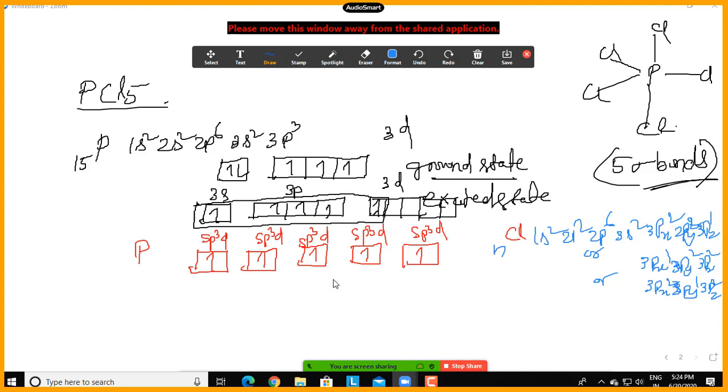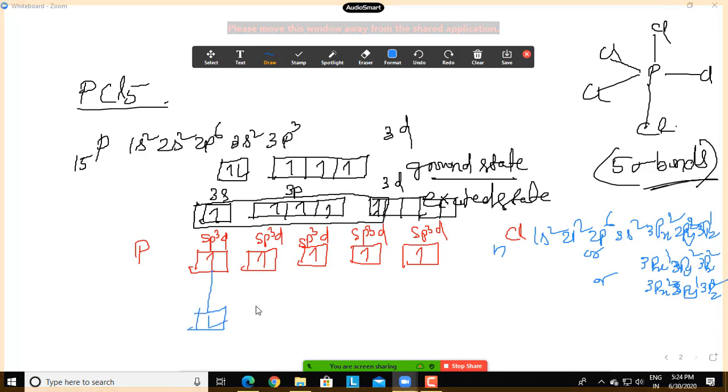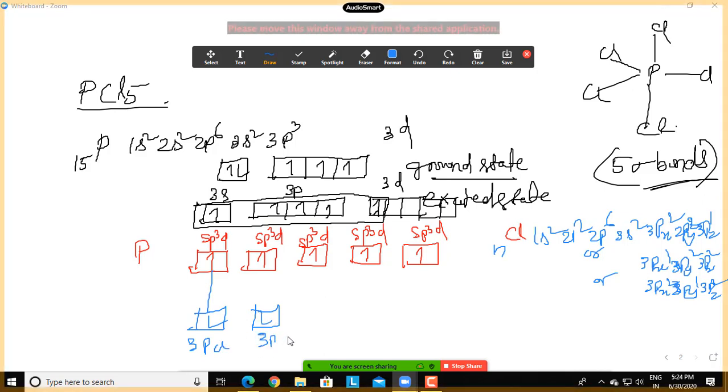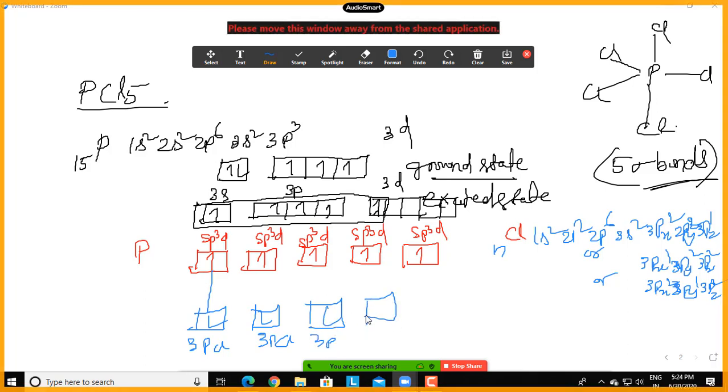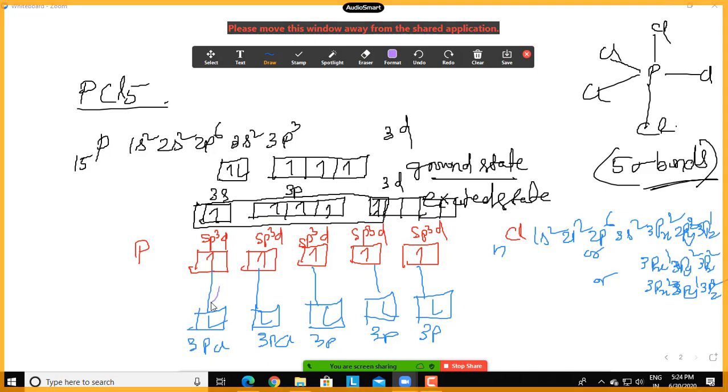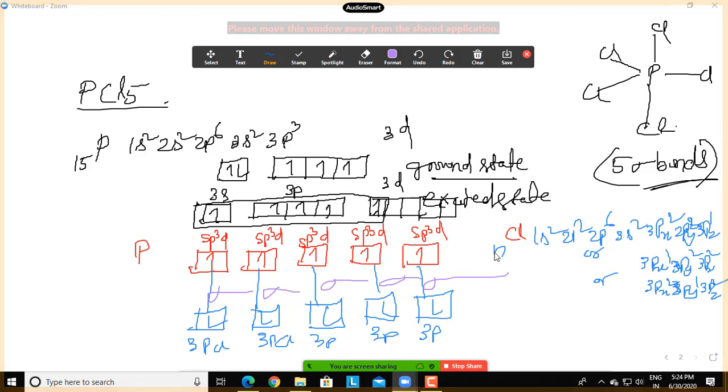So if you write 3 ways, then your 3p of chlorine will overlap with all. Like this, 3p of chlorine, 3p of chlorine, and 3p of chlorine overlap. So they will make what bond? All sigma bonds. Sigma, sigma, sigma, sigma. So 5 sigma bonds are formed.